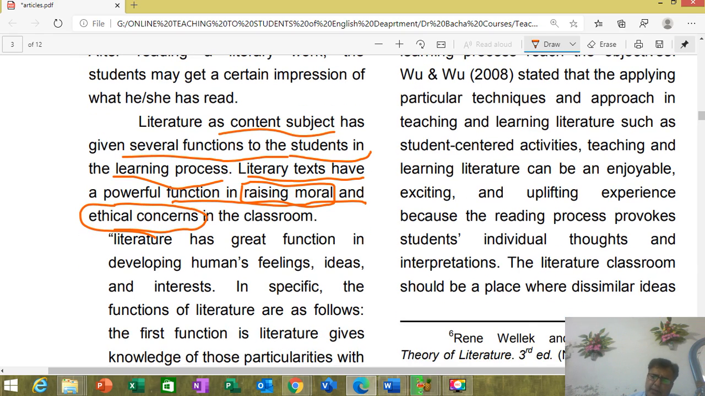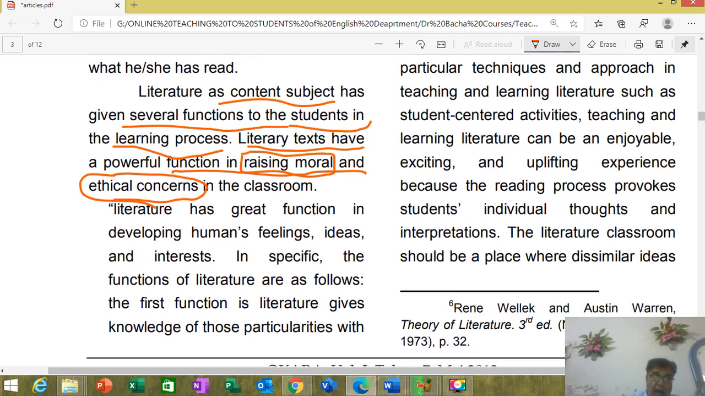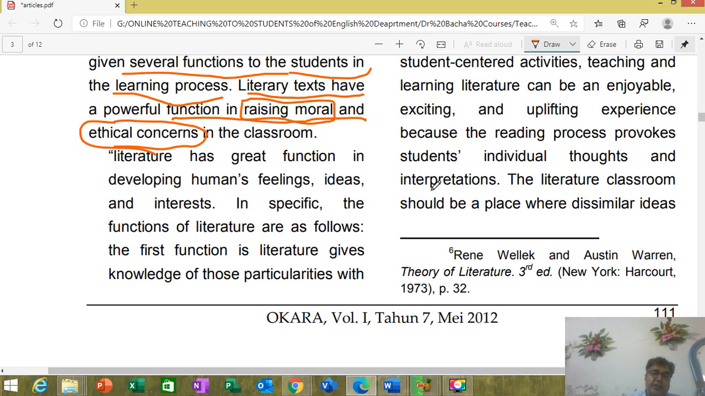Some people do not believe in the didactic function of literature. Didactic means that any piece of literature, any book, which teaches a lesson or moral. Literature has a great function in developing what we are going to teach. For example, it has a great function in developing human feelings, ideas, generations, and interests. The specific functions of literature are as follows. It may have many functions.